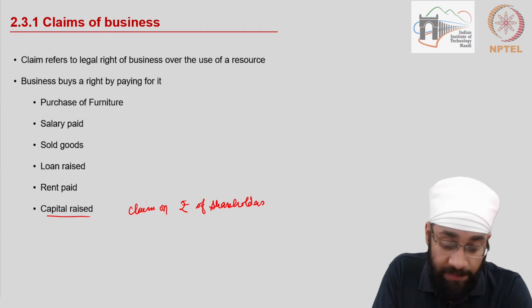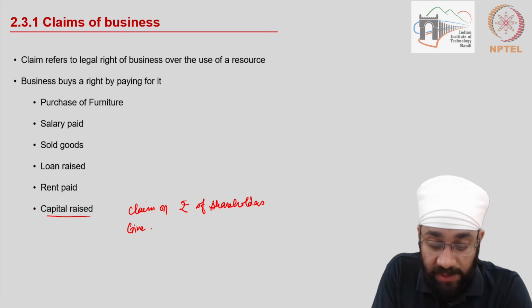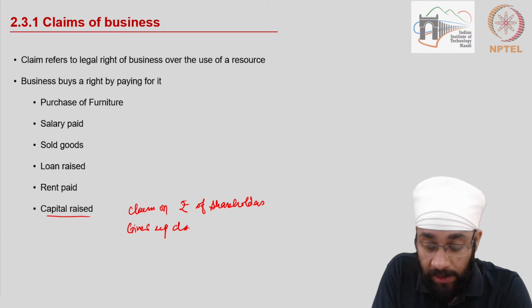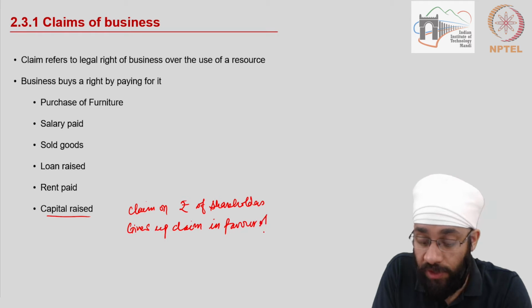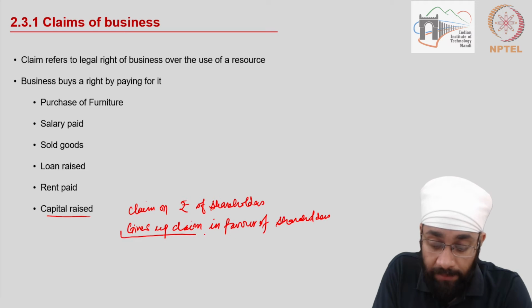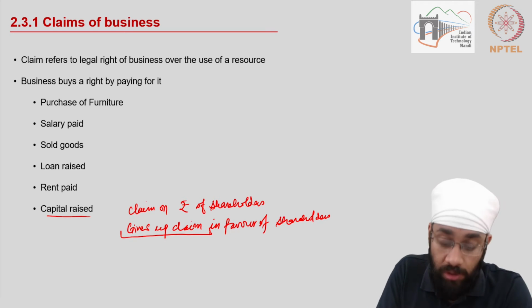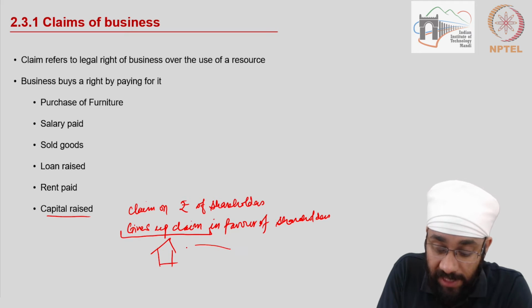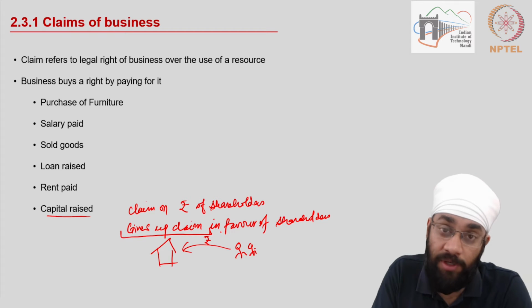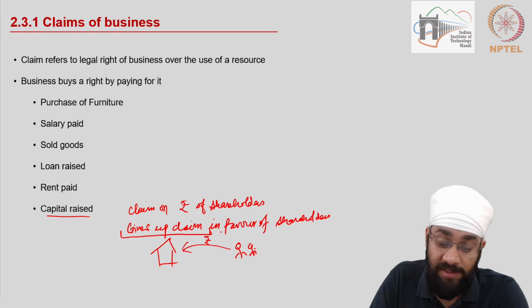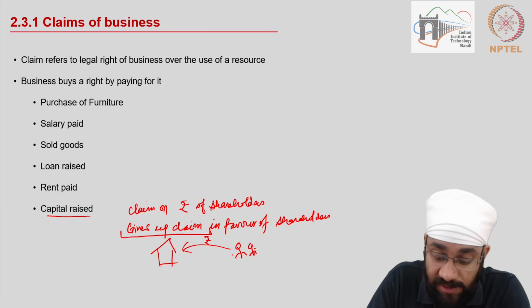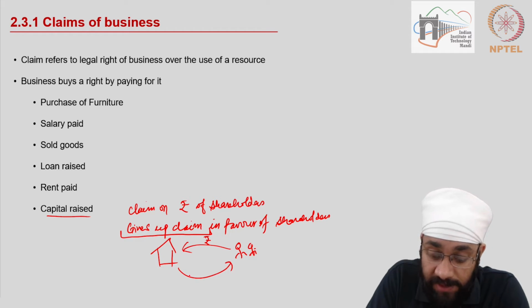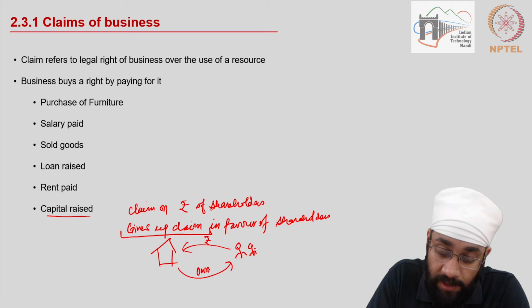However, you give up the claim, the business gives up claim in favor of shareholders as well. Now, claims are being given up on what? Well, on the whole business, because when business gets money from the shareholders, you get claims on the cash. But if you do not repay this capital to the owners of the business, then the business owes to these people.